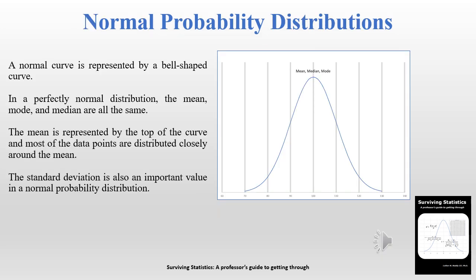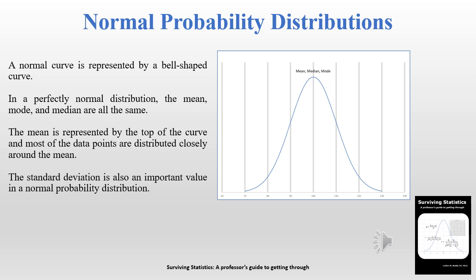We've already introduced you in previous chapters to the normal probability distribution, which is represented by the bell-shaped curve. In a perfectly normal distribution with no skewness, the mean, the mode, and the median are all the same. And the mean, the mode, and the median are all represented by the top of the curve.